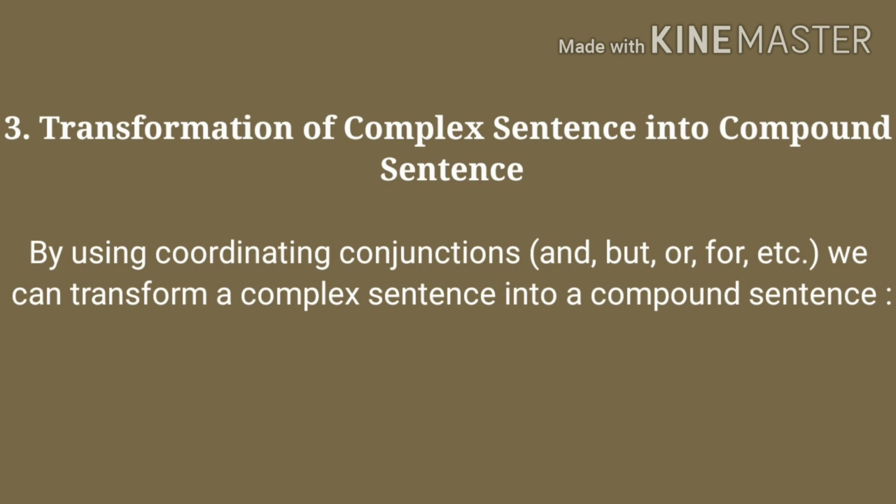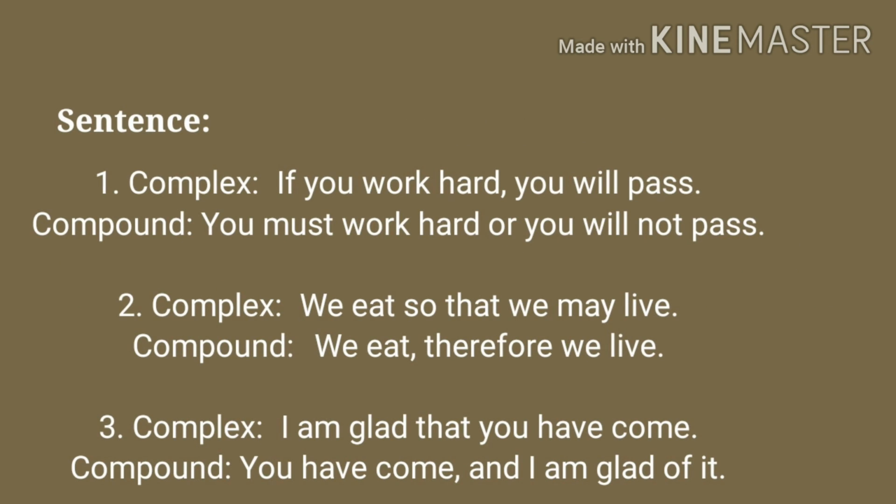Next is transformation of complex sentence into compound sentence. We can change complex sentence into compound sentence by using coordinating conjunctions like and, but, or, etc. Examples, if you work hard, you will pass. In complex sentence, we use if to show condition. In compound sentence, we can use or. You must work hard or you will not pass.